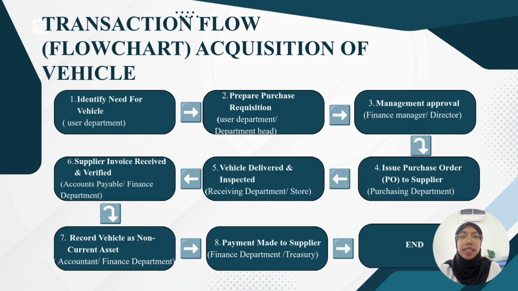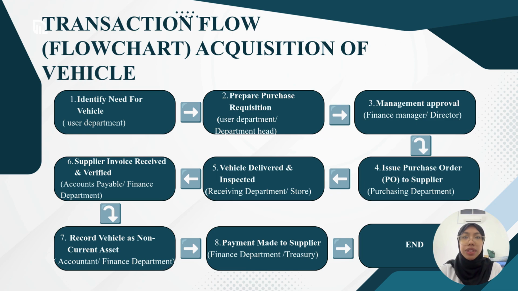Step 5. Vehicle delivery and inspection. Upon physical arrival, the receiving team inspects the vehicle to confirm it matches the specification, model and condition ordered. Step 6. Supplier invoice received and verified. The billing invoice arrived from the car dealer. The accounts payable team verified it via a three-way match, matching the purchase requisition, order, the delivery order, and the invoice to catch any billing discrepancies.